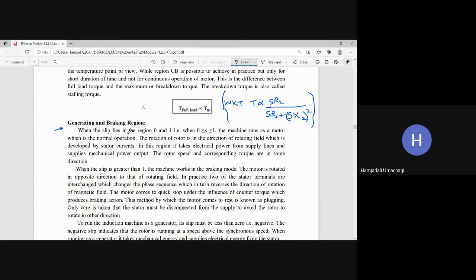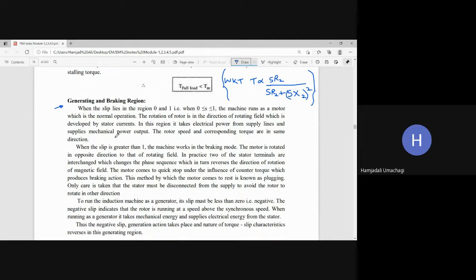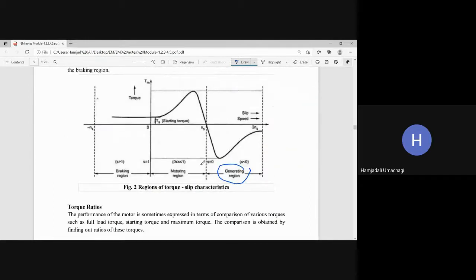When slip lies in the region of 0 to 1, the machine runs as a motor. So the induction machine will be running as a motor, which is the normal operation. Here the induction machine is acting as a motor itself, that is the normal operation. That is nothing but the region of s equal to 0 to s equal to 1, where from this point to this point, this is the stable region, a straight line having linear characteristics.